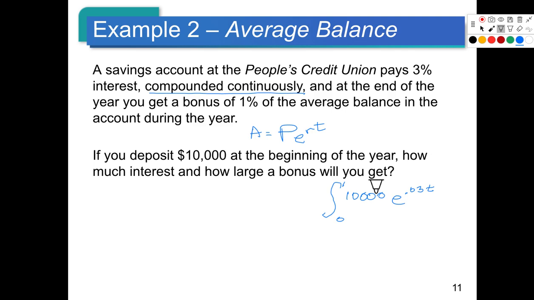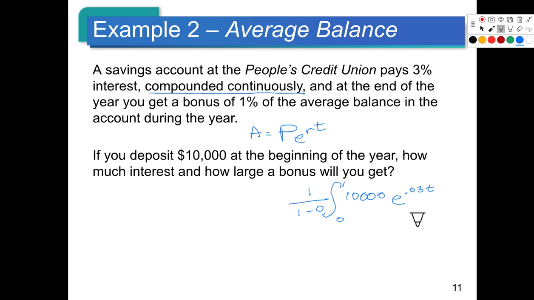So that's that integral, but how do we get the average? Which isn't really important because 1 minus 0 is 1, 1 over 1 is 1. When you divide by 1, nothing happens. So the integral itself is actually going to be the average. But if we were doing it over 2 years, we would want to divide by 2, the average value over 2 years. Over 5 years, we would want to divide by 5.